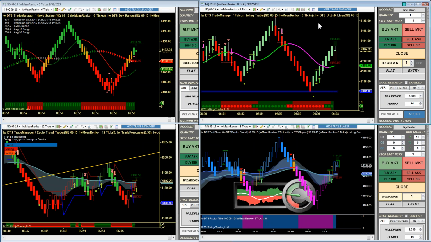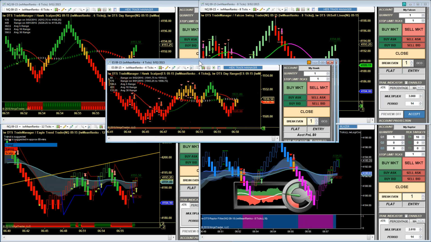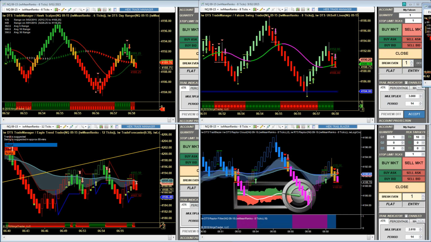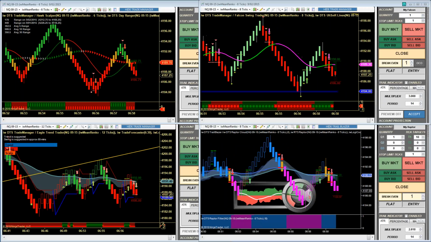The E-mini, no better. Here's the E-mini on the hawk. These yellow bars show you neutrality. So when you get a lot of these yellow bar clusters on your hawk scalper, that's telling you you've got a market that's starting to move sideways, starting to drift. You can see our filter is all broken up. People always ask me, how do you trade a choppy market? Well, the best way to trade it is to stand aside.